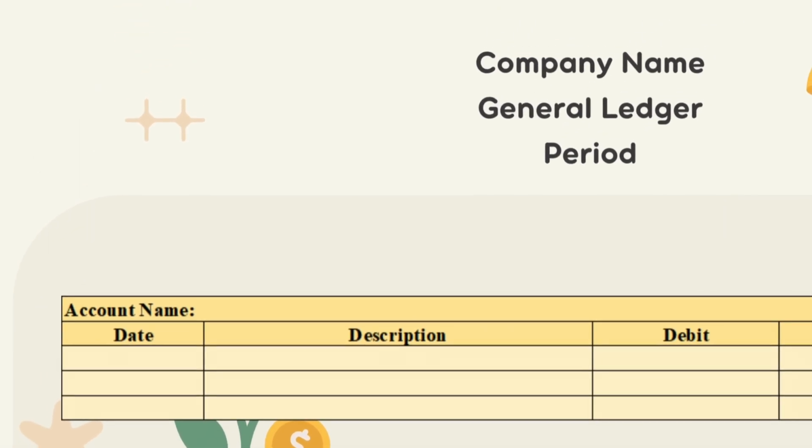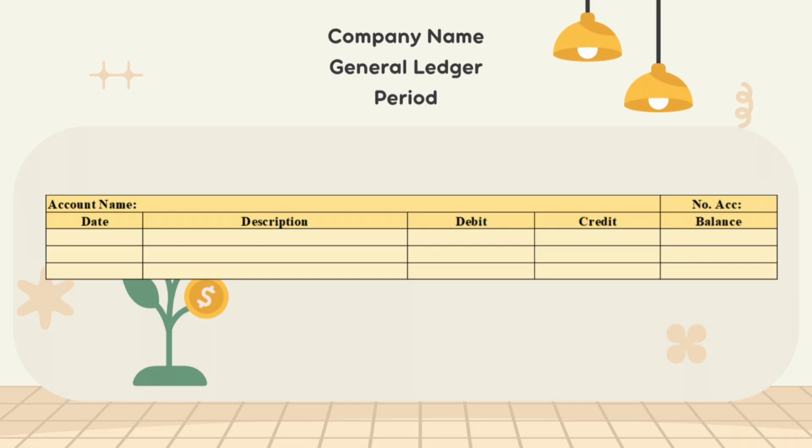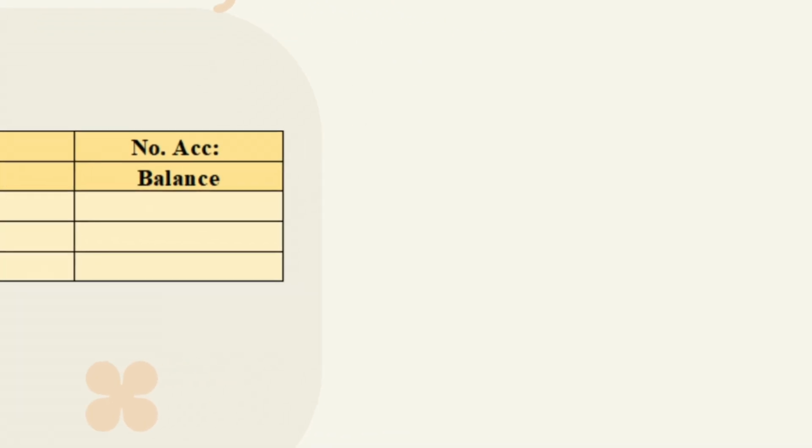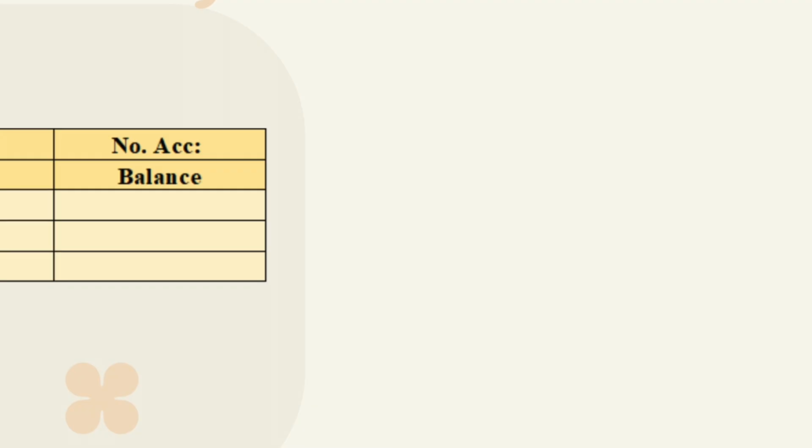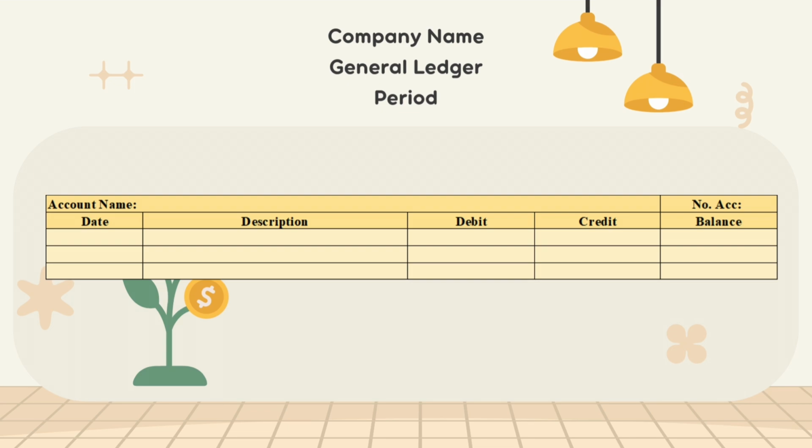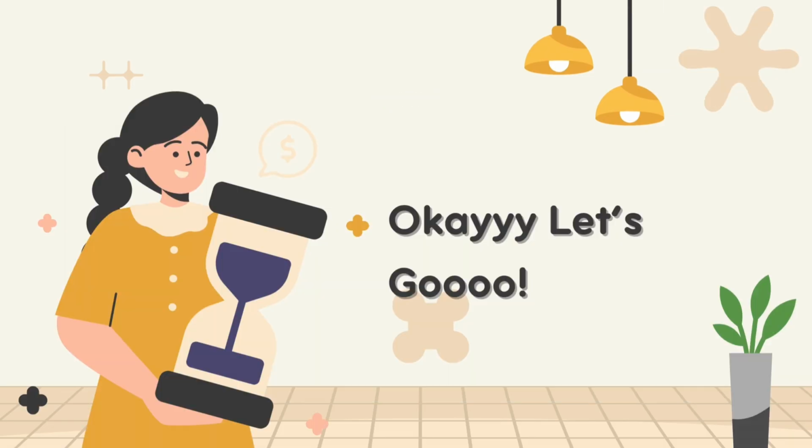Next, in the description or explanation column, we write a brief note summarizing the transaction. Then, depending on the journal entry, we record the amount in the debit or credit column. After entering the debit or credit, we should update the balance column on the right by adding or subtracting the amount based on the account's normal balance. This running balance helps users easily track how an account increases or decreases over time. By completing each column carefully and consistently, the general ledger provides a clear and accurate record of financial activity for that specific account.